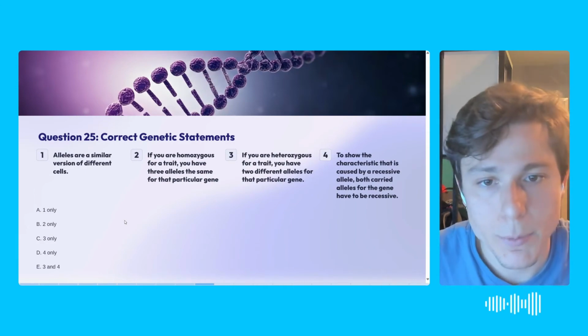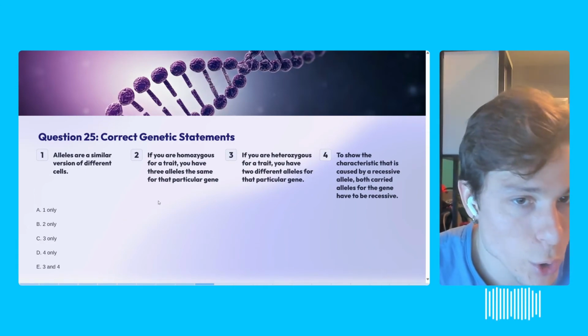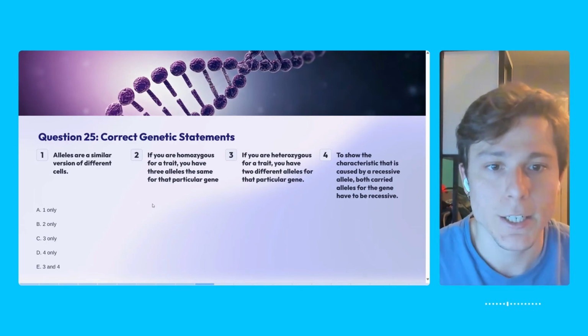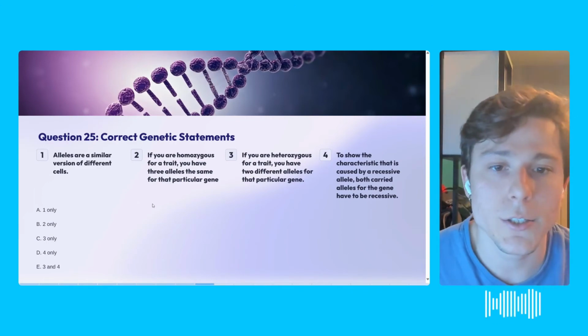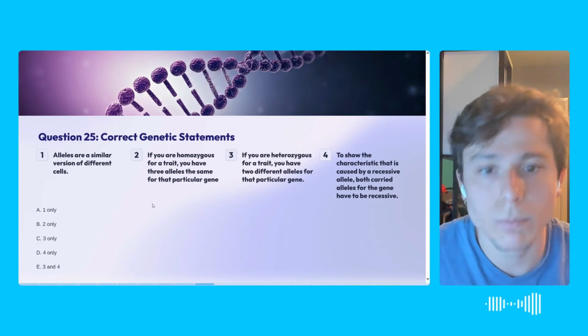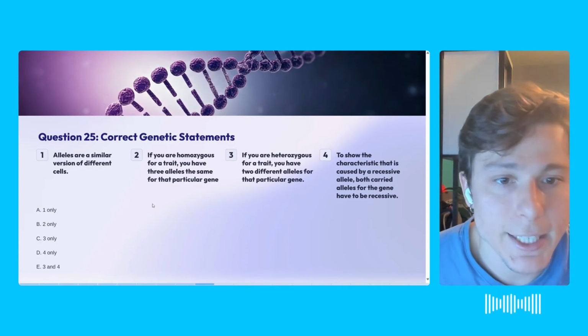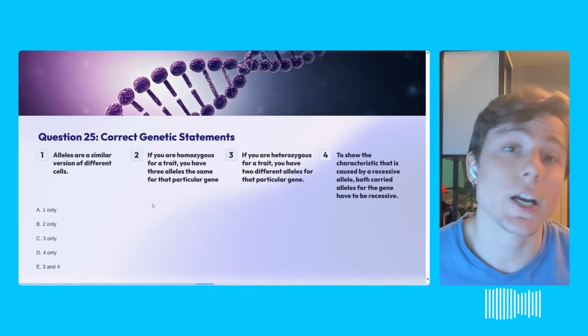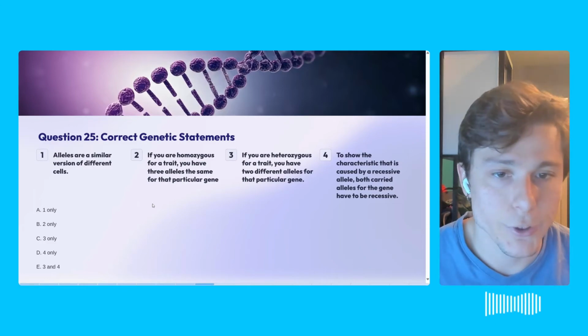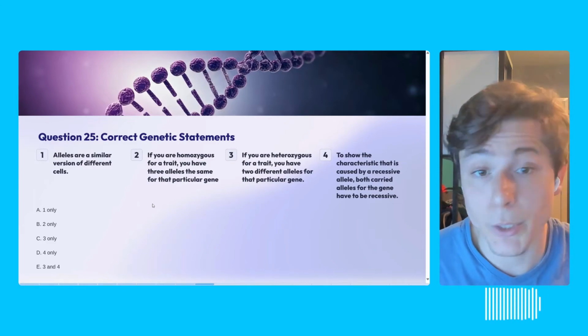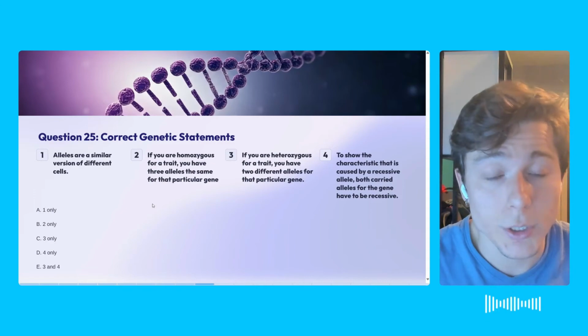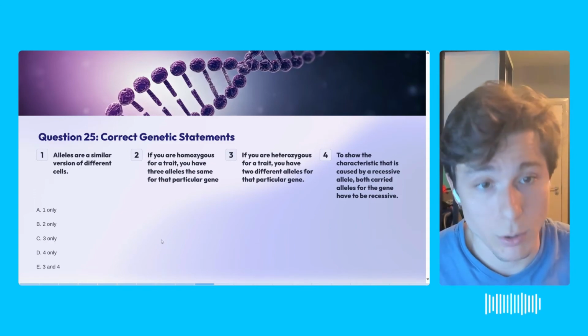Okay, so let's move on. Third, if you are heterozygote for a trait, you have 2 different alleles for that particular gene. That seems correct, because in most cases we do have 2 different alleles for that trait. As I mentioned, we can have more, but most of the time it's 2.